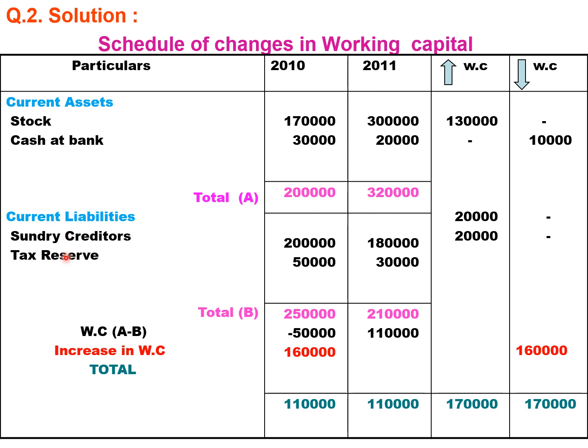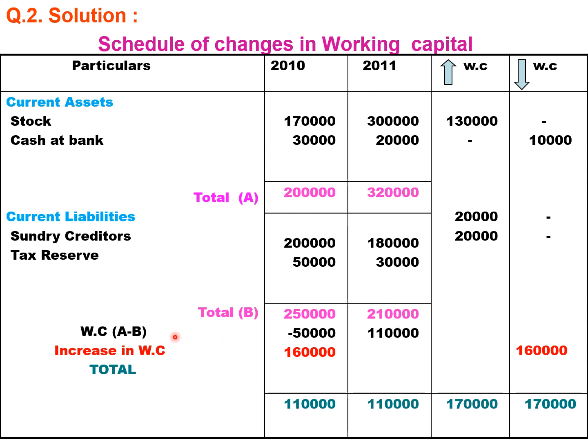There are two current liabilities. You have creditors last year 2 lakh, current year 1,80,000. So a decrease in current liability will result in an increase in working capital. So working capital has increased to the extent of 20,000. Tax reserve last year it is 50,000. Current year it is 30,000. So there is a decrease in current liability. A decrease in current liability will result in an increase in working capital. So total current liability 2,50,000 for the last year and 2,10,000 for the current year.